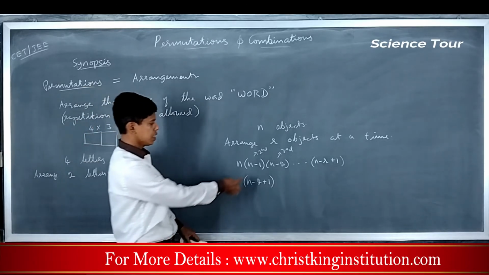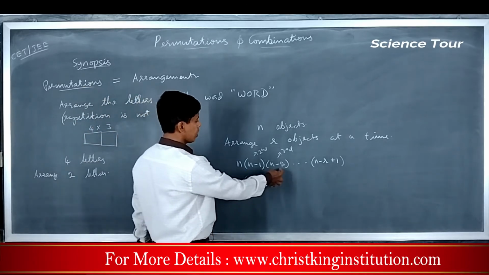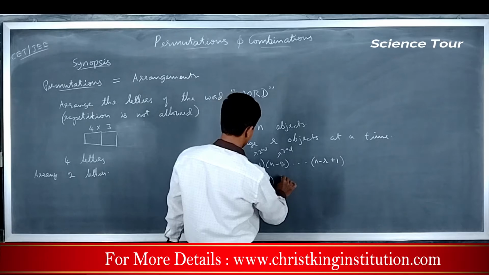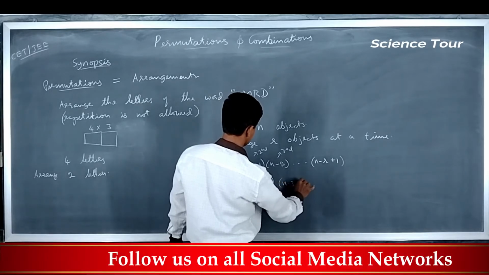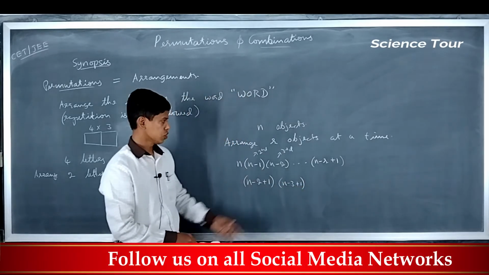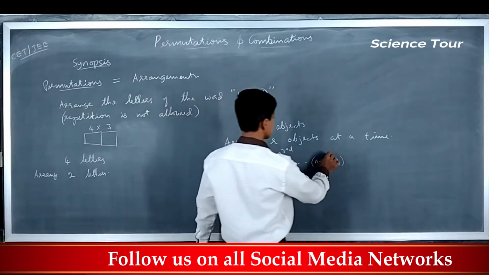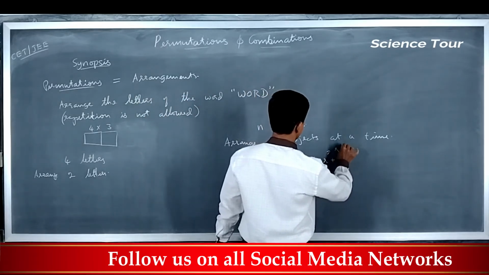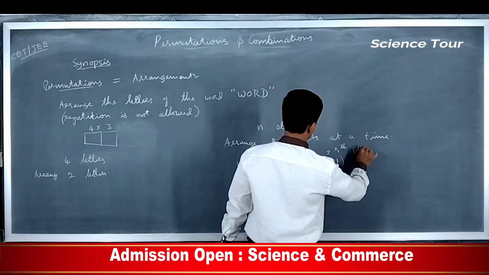Correct. So that is n minus 1. Yes. And what about this third place? Third place I can write n minus 3 plus 1. Correct. So that is the third place. Now which place is this? This is the rth place.